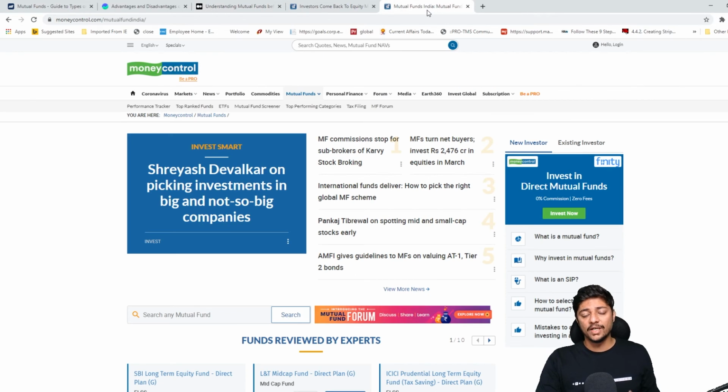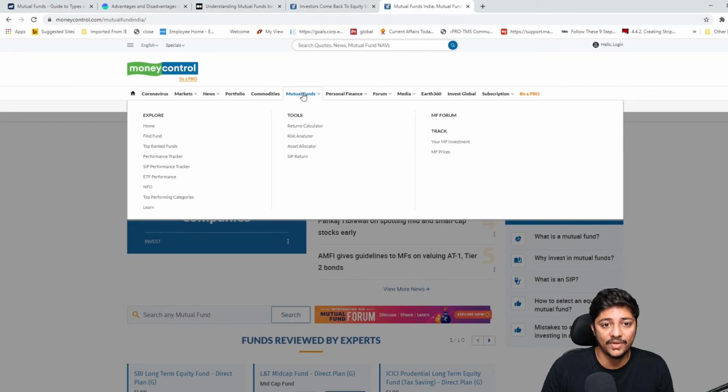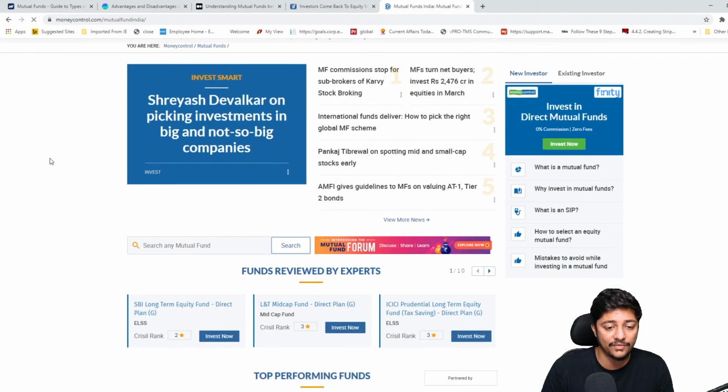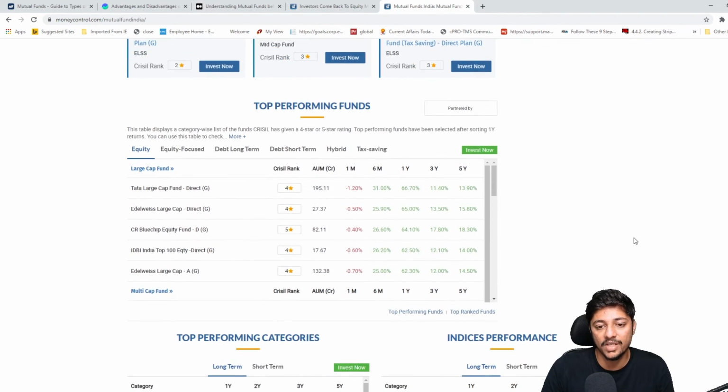If you want to know where all the mutual funds are, you can go to moneycontrol.com. There's a lot of websites, but you can go to moneycontrol.com as well. Go to mutual funds and click on mutual funds. Now, when you click on mutual funds, you will come to a page like this. Now, it is so complicated. Okay, if I come to a page like this, I don't know what is good and what is bad. Do you know what is good and what is bad?